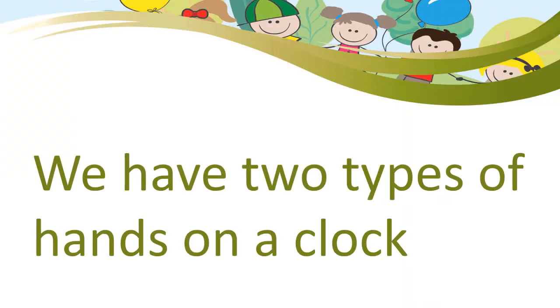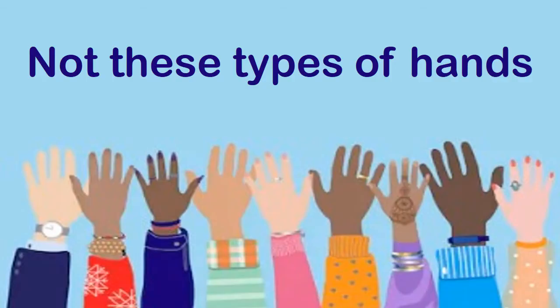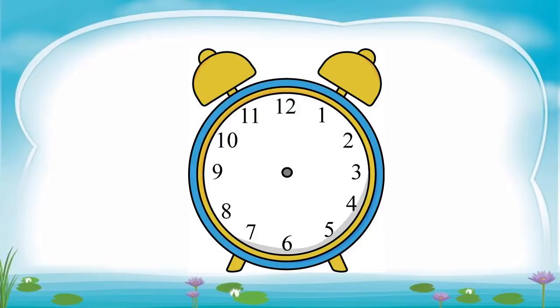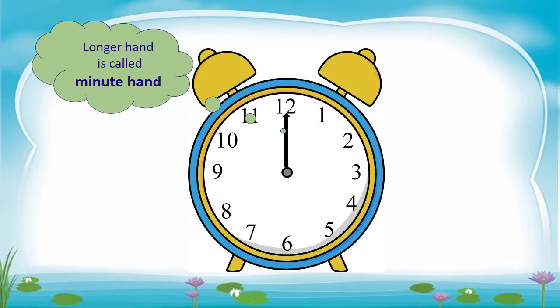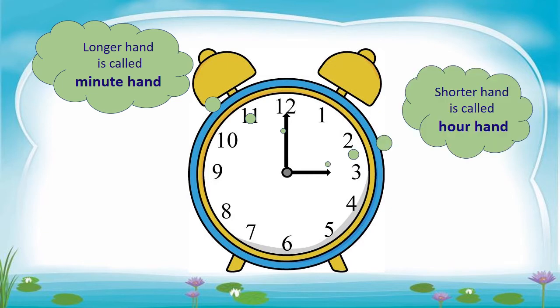We have two types of hands on a clock. Not these types of hands. There is a longer hand which is called a minute hand and a shorter hand which is called the hour hand.